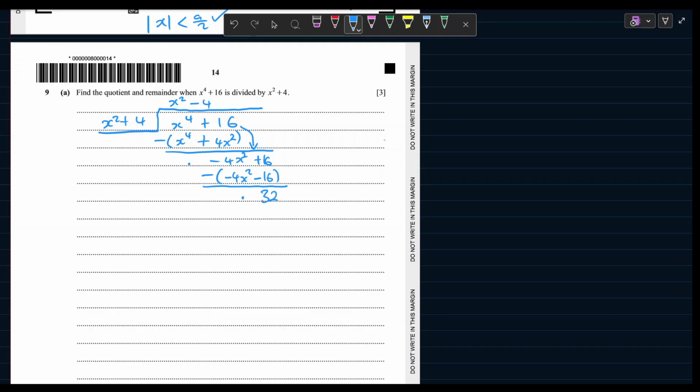And at this point, we can't continue to divide because the highest power in our remainder is now lower than in our divisor. So this becomes our remainder and this becomes our quotient. So you can say that therefore the quotient is x squared minus 4. Remainder is 32.